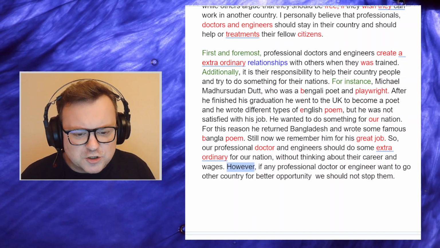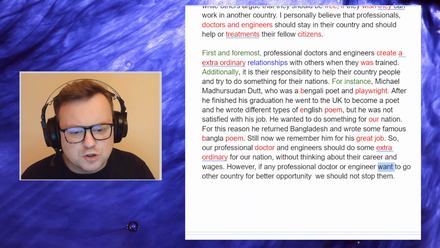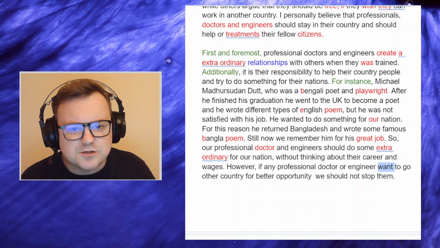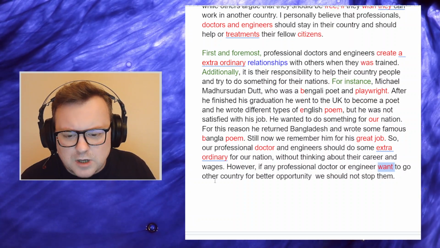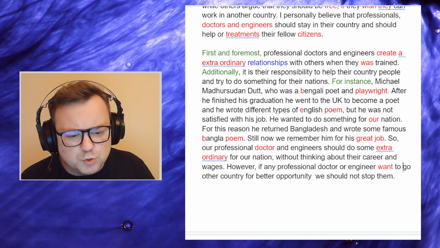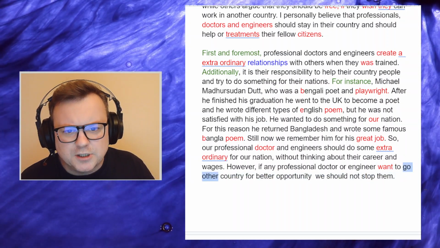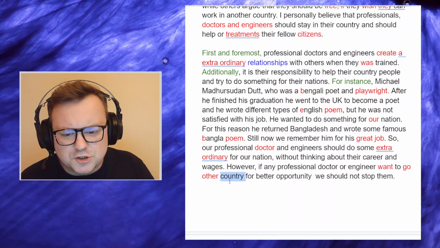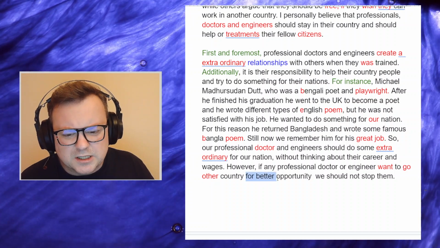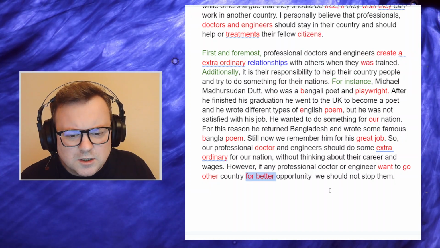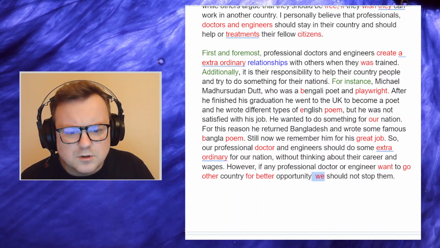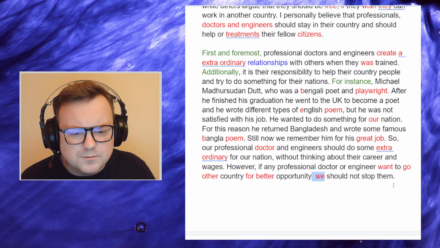"However, if any professional doctor or engineer wants," because you're using the singular doctor or engineer, so he or she wants, you're missing that S, "to go another country," "to go other country," it should be to go to another country. So again, country requires another country, "for a better opportunity." So just missing an article. Okay, comma. We should have a comma here. We don't. "We should not stop them."